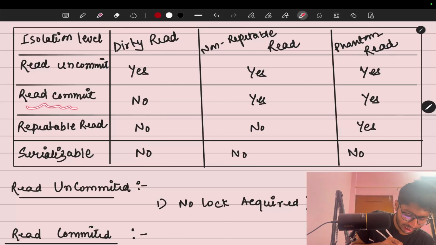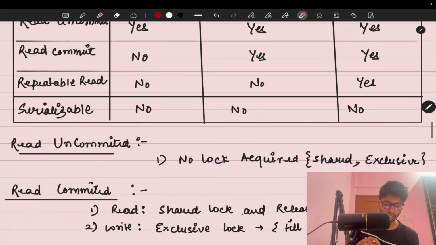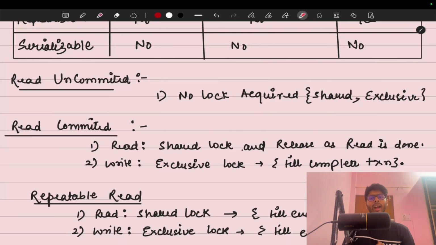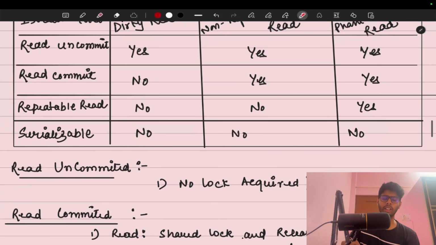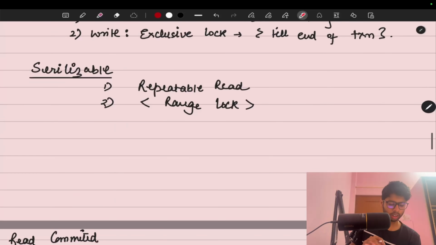Now let's see read committed. Read committed says we are going to take a shared lock at the time we read the data, and whenever our reading is complete we are going to release that lock. But when we are writing data into a database, at that time we will take a complete lock for the whole transaction. What is going to happen if we take a write lock? It will be sustained for the whole transaction so that no one can change the data. So this is what read committed is. It solves the problem of dirty read but is not able to solve the problem of non-repeatable read and phantom read. So let's see how it is doing it.